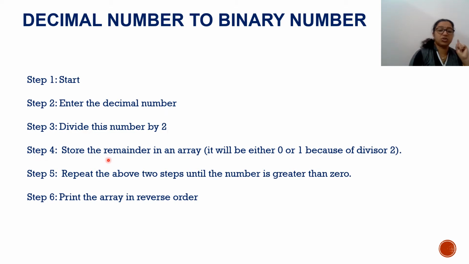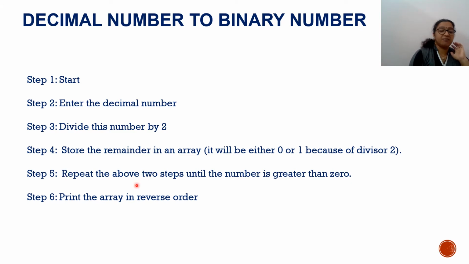Then in step 4, store the remainder in an array. We want to collect all the remainders. When you are dividing by 2, we will get 0 or 1, and we store that remainder in an array. Then in step 5, repeat the above 2 steps, that means step 3 and step 4, until the number is greater than 0. When you get the quotient and the remainder, we store the remainder in an array, and the quotient we again divide by 2.